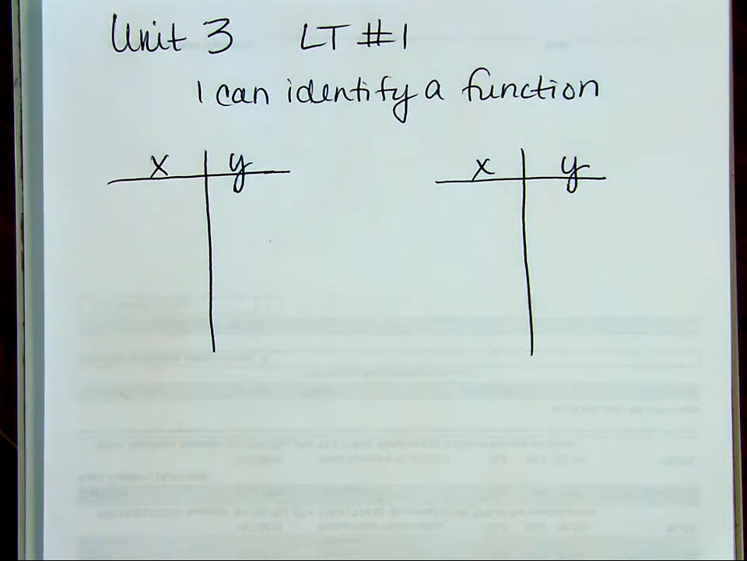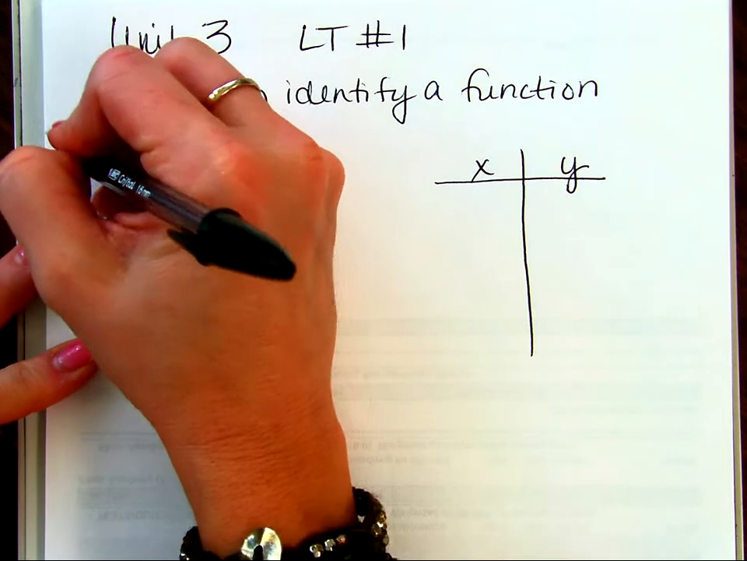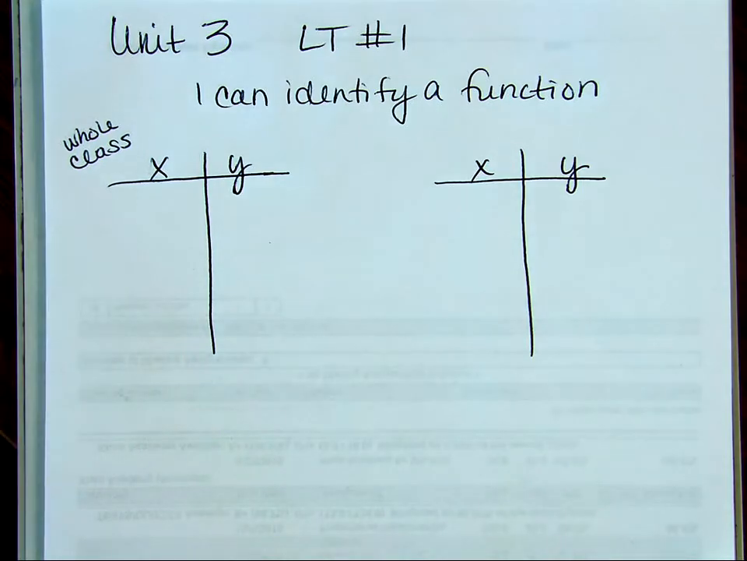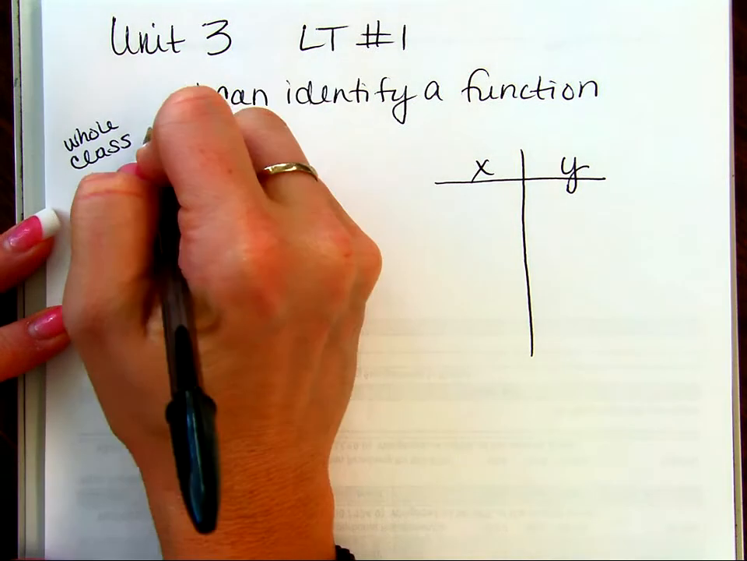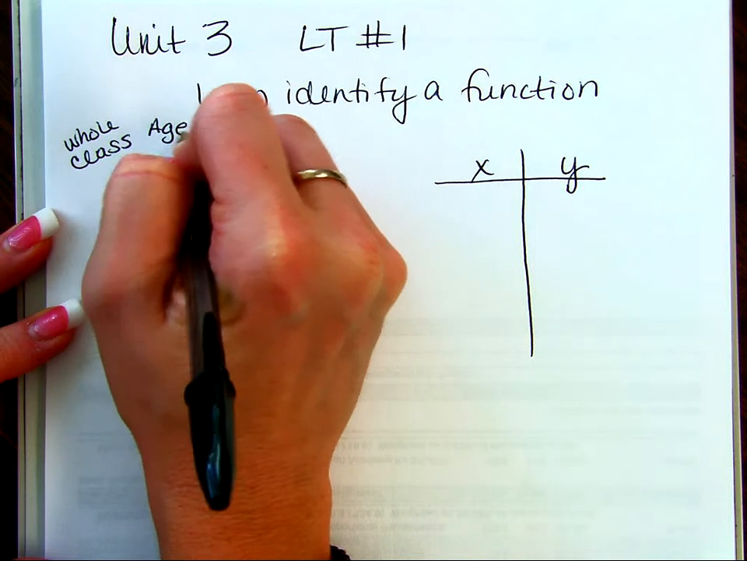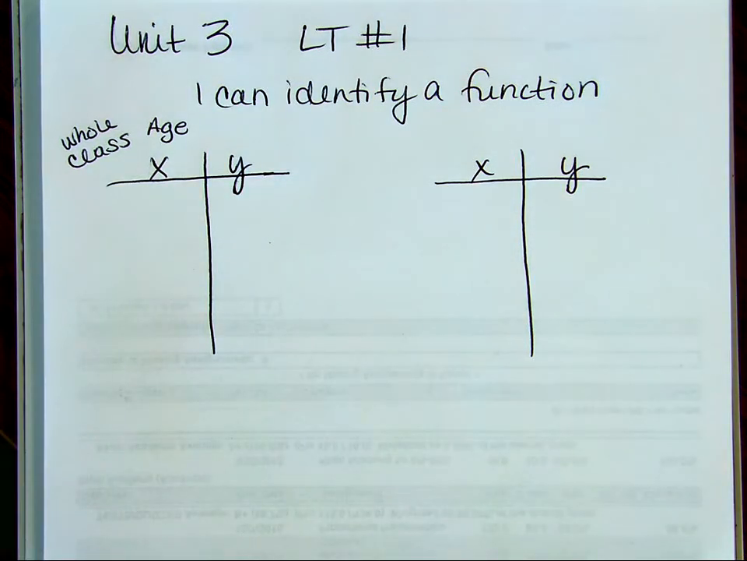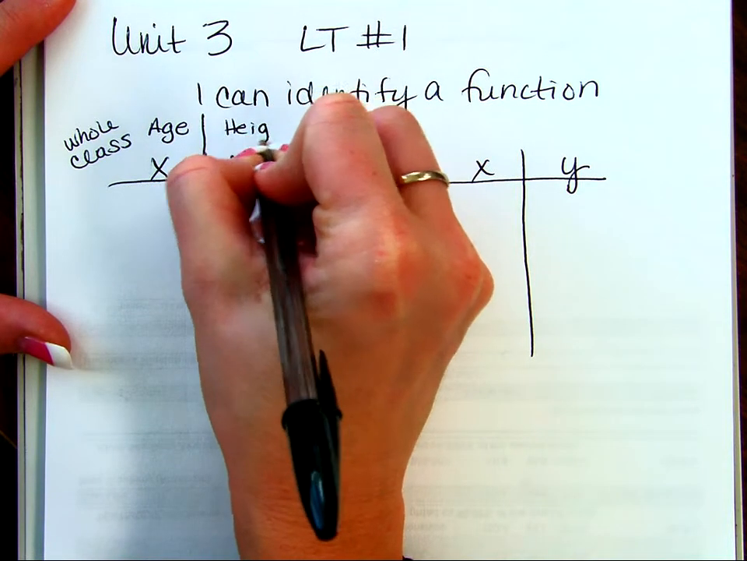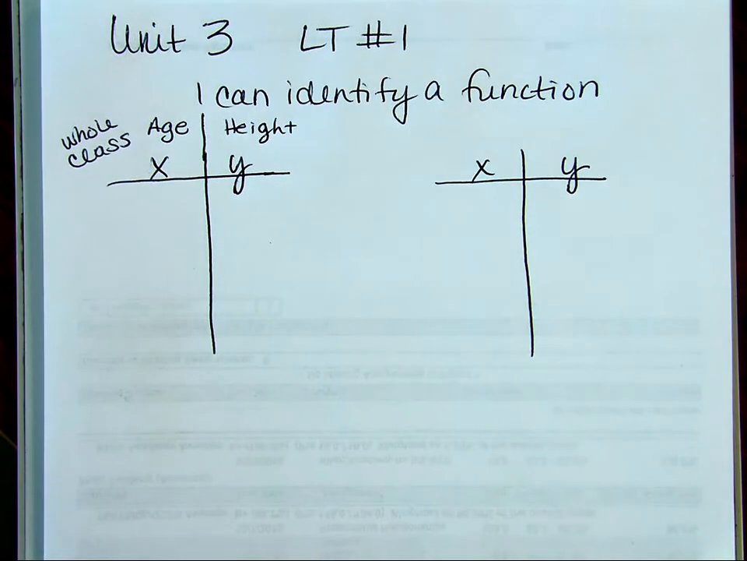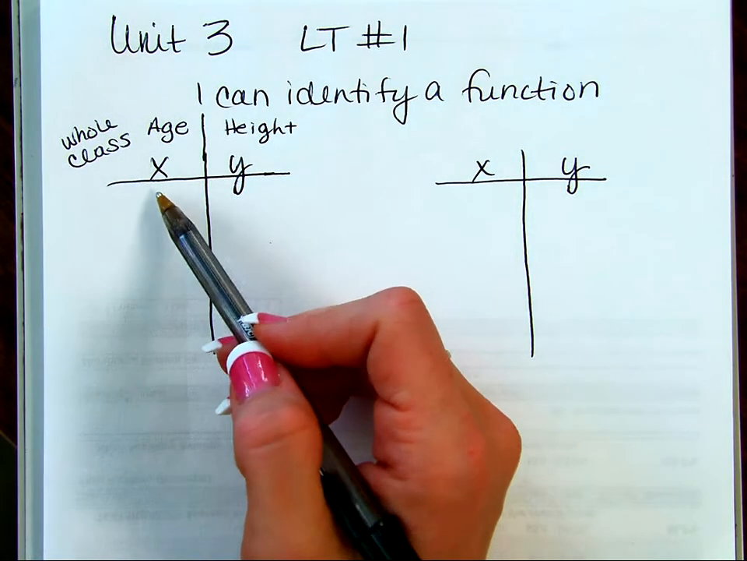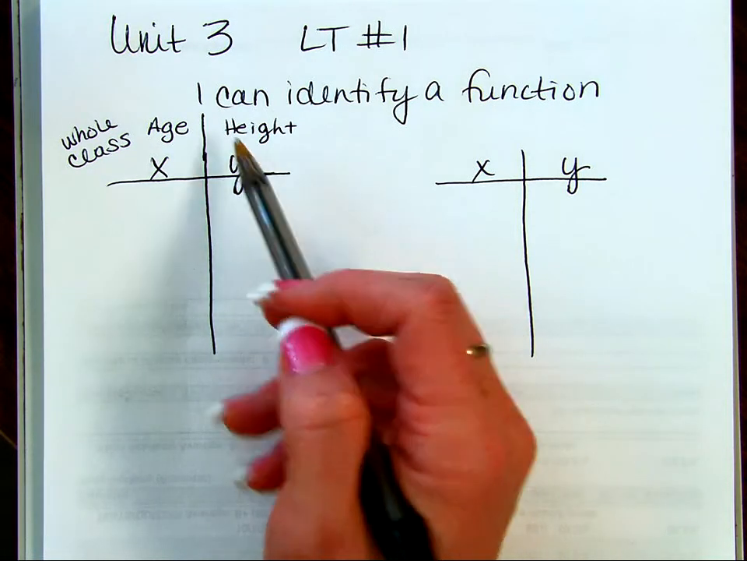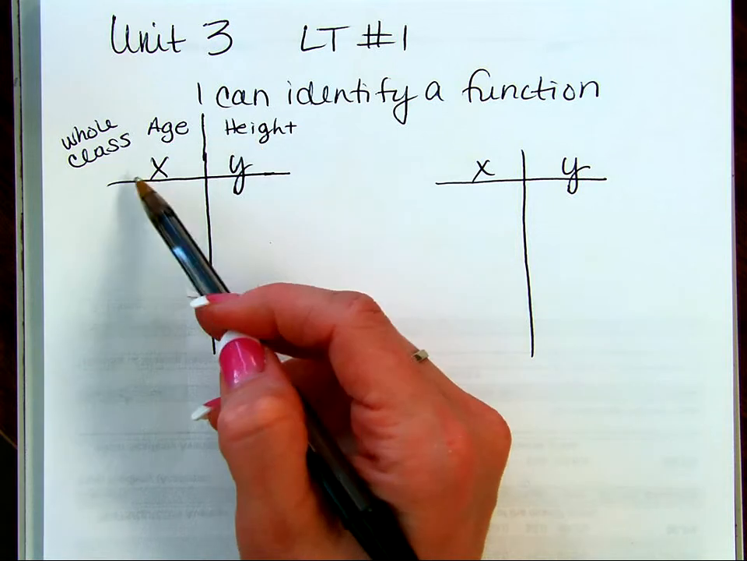And the difference between these two tables is going to help us learn about what a function is. This first table is going to represent Mrs. Z's whole second hour right now. I'm going to make my age be my X value, and my Y is going to be my height, so my age is my independent variable, as Ms. Larson talked about with you. Which one depends on which? Your height depends on your age, right?